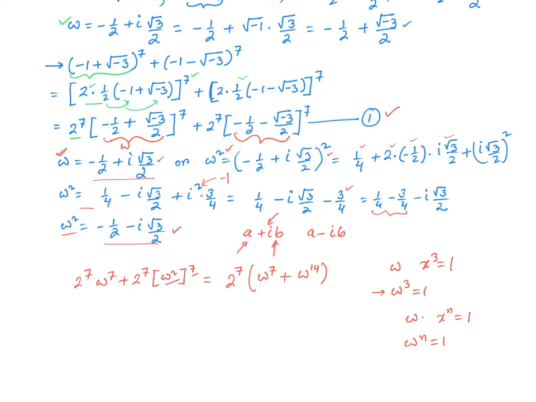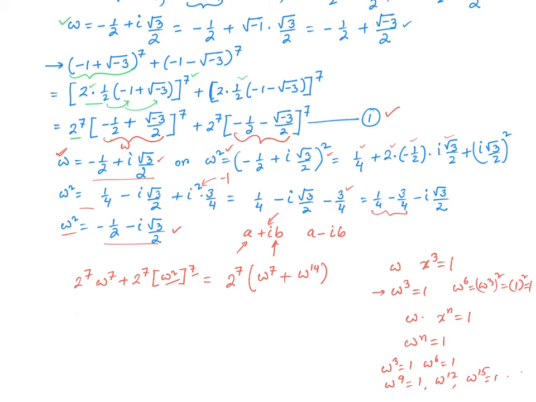Why? Because omega to the power 6 is omega to the power 3 whole square, right? We know omega to the power 3 is 1, so 1 square is 1. As a matter of fact, any multiple integer power of omega, positive of course, is going to be 1. So omega cube is going to be 1, omega to the power 6 is going to be 1, omega to the power 9 is going to be 1, omega to the power 12 is going to be 1, omega to the power 15 is going to be 1, and so on and so forth, right?